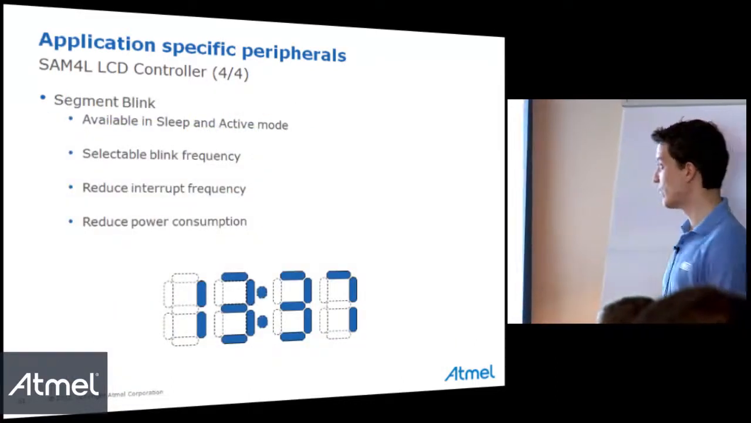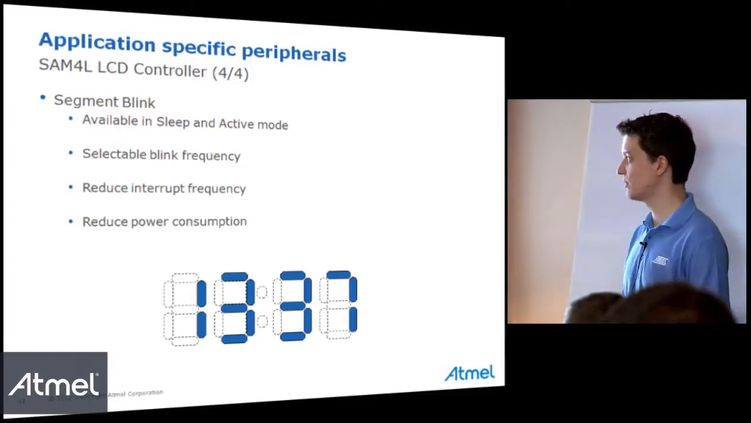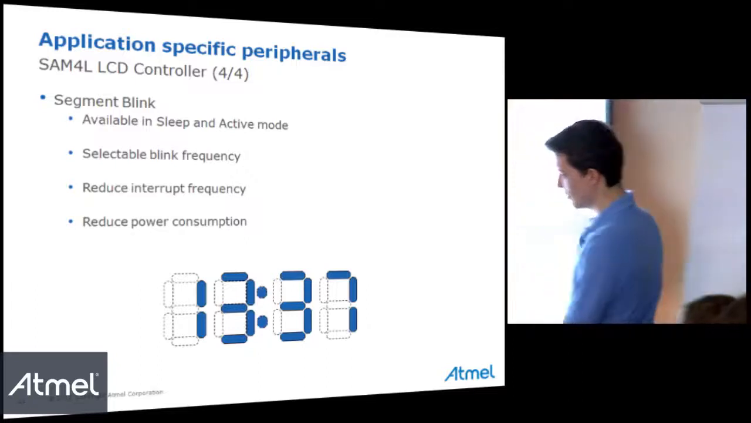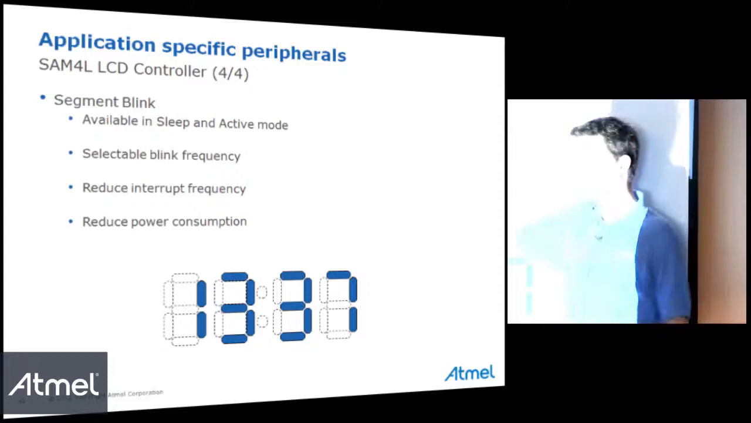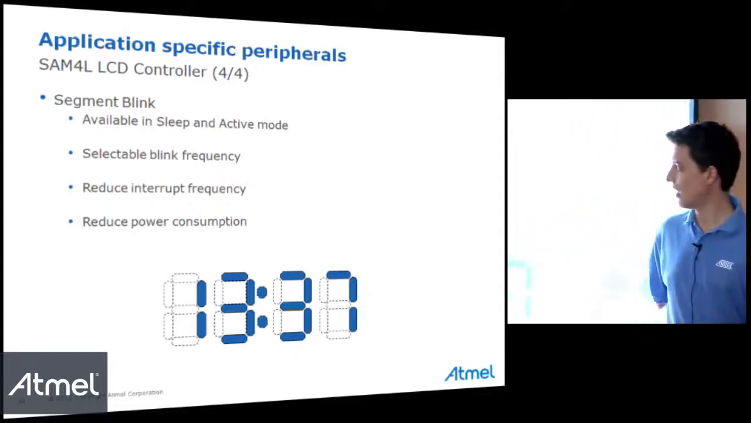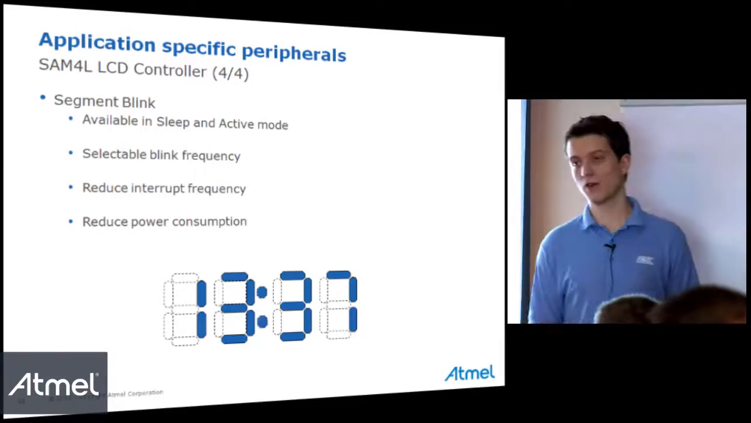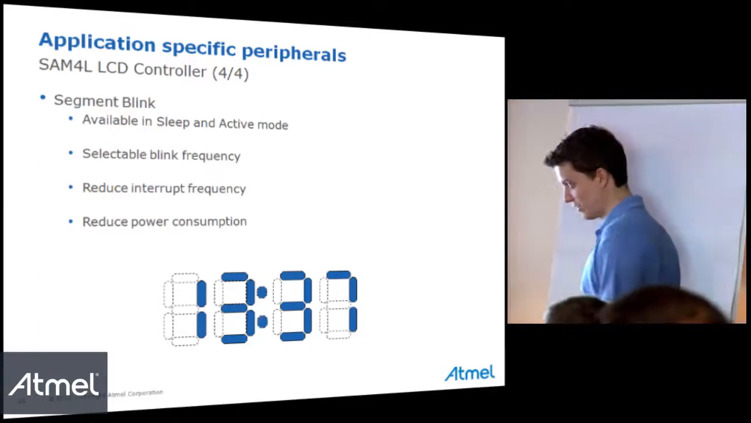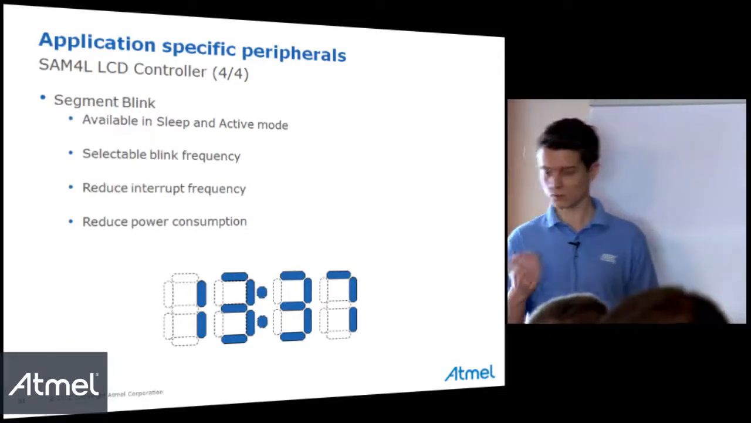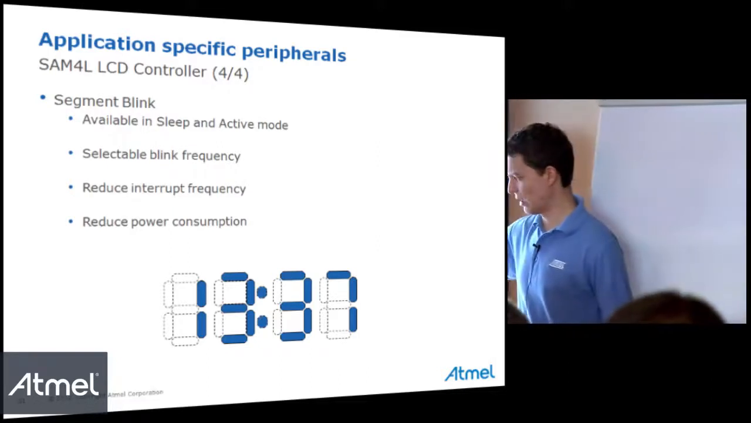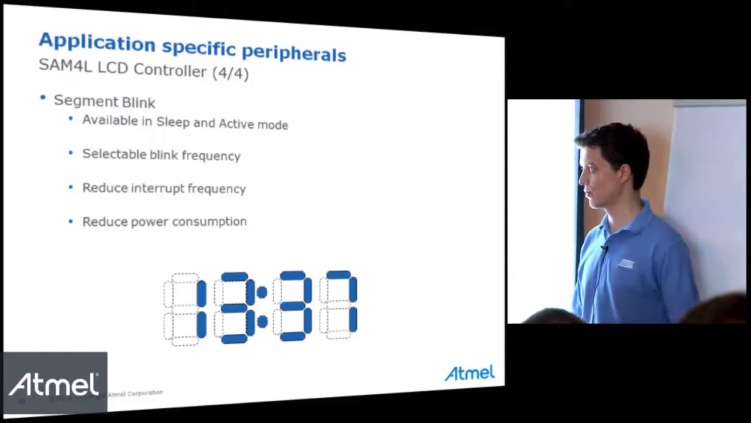The second great feature is the segment blink. It's available in sleep and active mode. So it will automatically toggle or blink specific segments. It can be full LCD or dedicated segments. You have a selectable blink frequency. It will reduce the number of interrupts because it's fully automatic. So if you are in low power mode, there is no need to wake up the device, wake up the core, in order to just perform a blink. It's automatic and for sure it reduces power consumption.